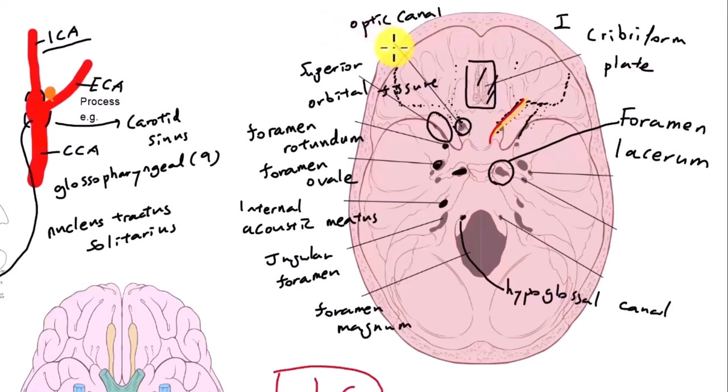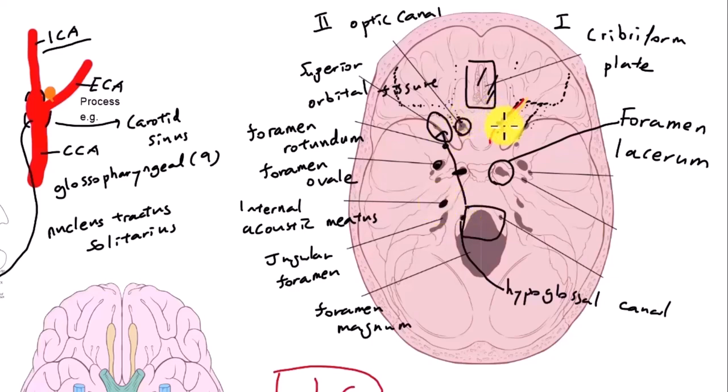Through here, the optic nerve lies, like I mentioned over here, along with the ophthalmic artery. And optic nerve is cranial nerve 2. Through superior orbital fissure lies the cranial nerve 3, 4, 5, and 6. So the oculomotor, trochlear, ophthalmic division of the trigeminal nerve and abducens nerve. So if you imagine brainstem sitting over here, it branches out into that area.